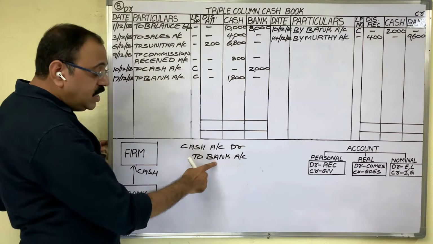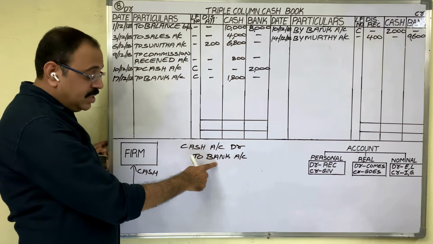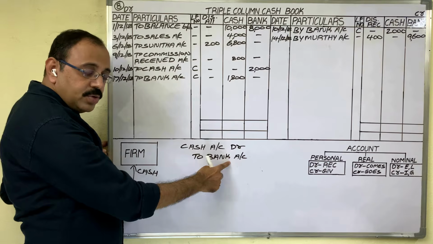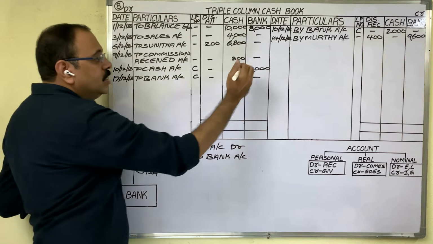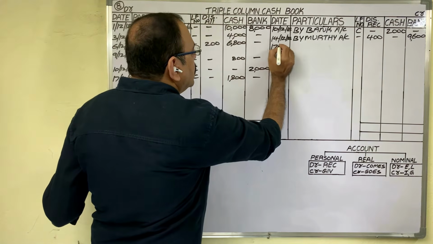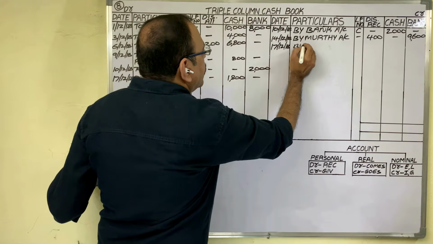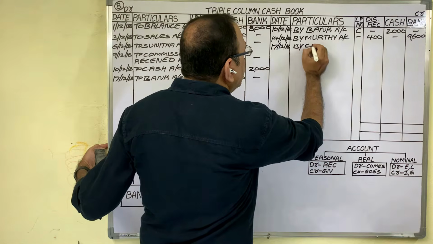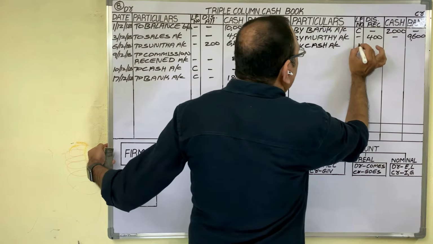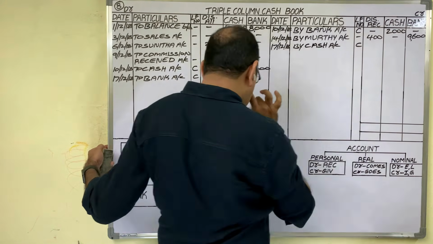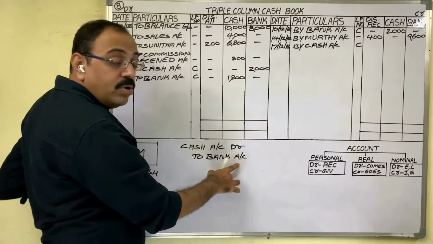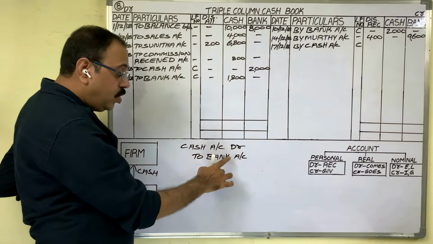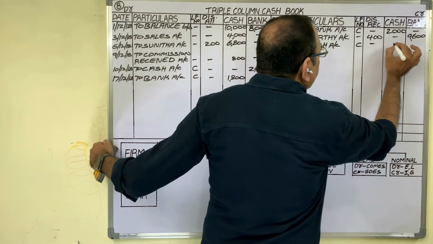Now we post this entry in bank account. Bank account is credited. So credit side we have to post. Transaction date 17th. Other side, debit side, we wrote cash account. Write down that here. This is contra entry. So write down C letter here. And in bank account we are posting this entry. So amount is in bank column.